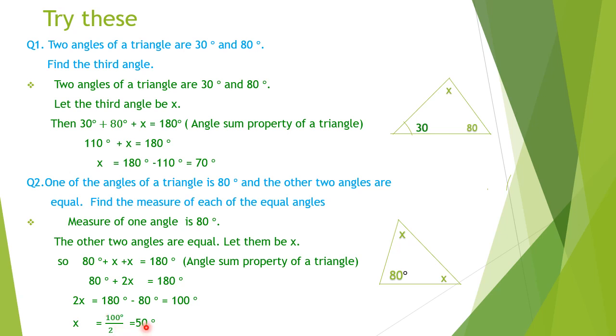After getting x you just check the answer. Here x is 50 degree, so 50 degree. This x also 50 degree, 50 degree plus 50 degree, 100 degree. 100 degree plus 80 degree, 180 degree. So, it is the total measure of the triangle. 180 degree we got as answer. So, our answer is correct. X value is correct. Okay, children?